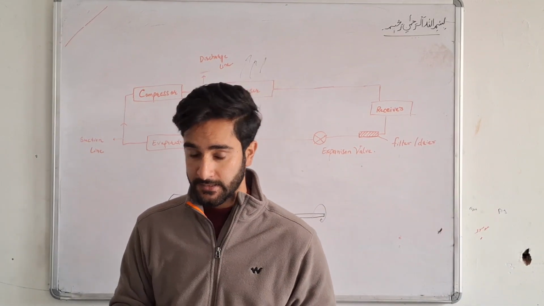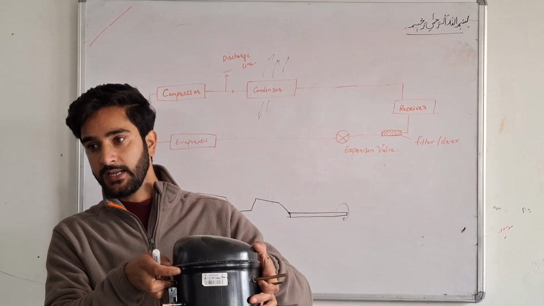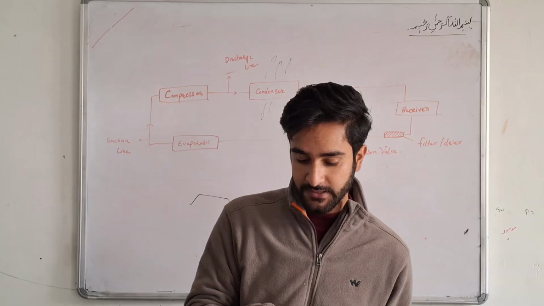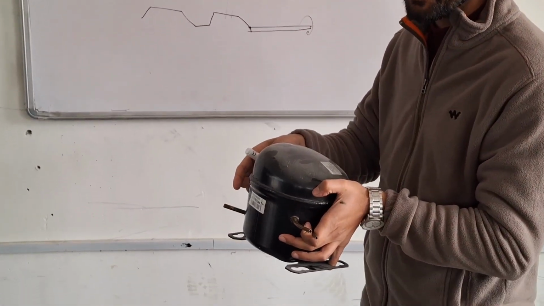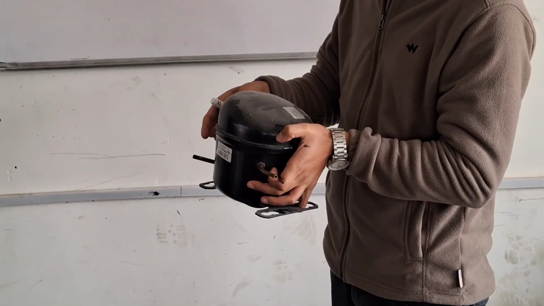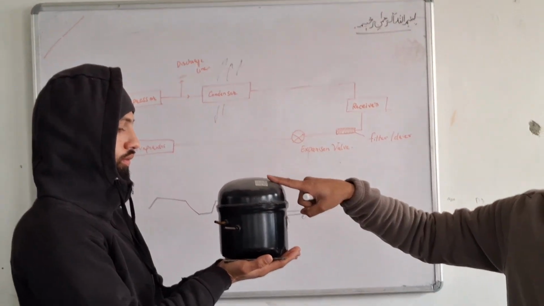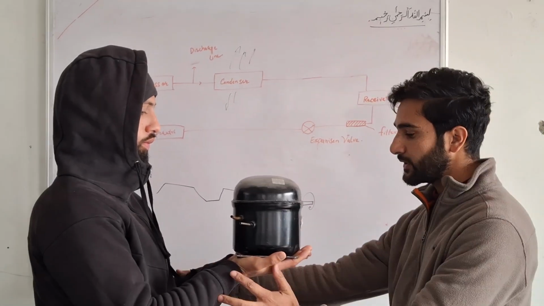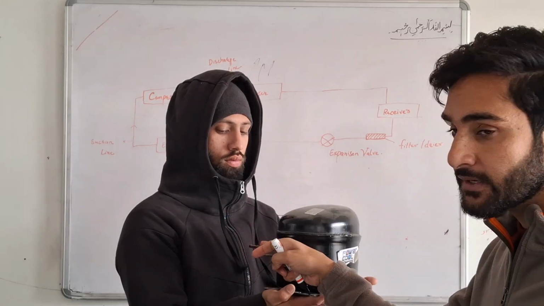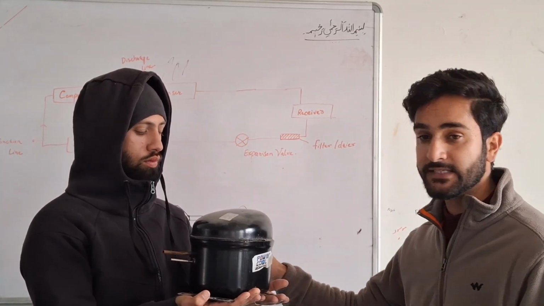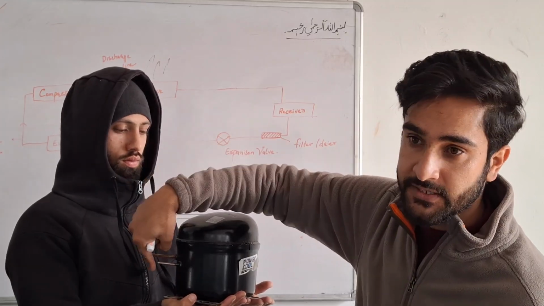This is a type of hermetically sealed compressor. It has three openings. One is this one, it is suction. Hold it like this. So this is a hermetically sealed compressor. It has three openings like this. One is on this side, and there are another two from this side. One is for suction, another is for discharge, and another one is for refrigerant charge.